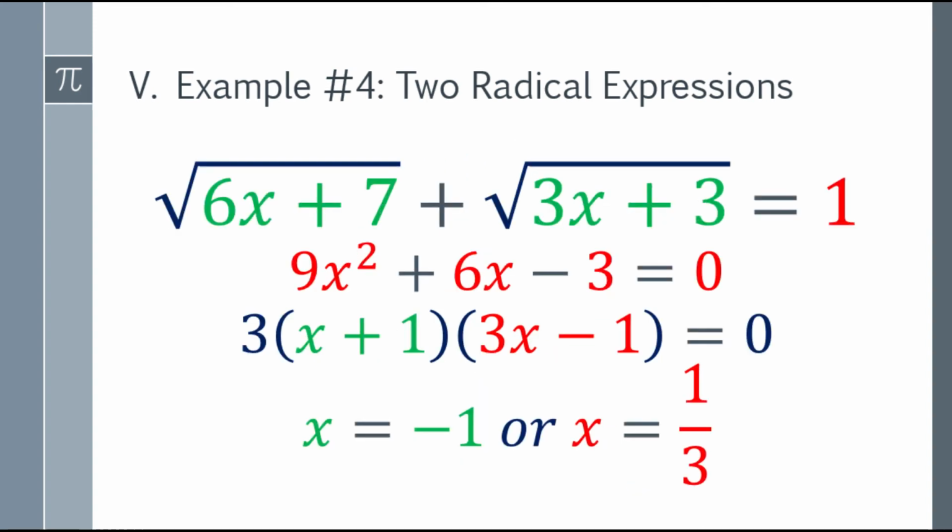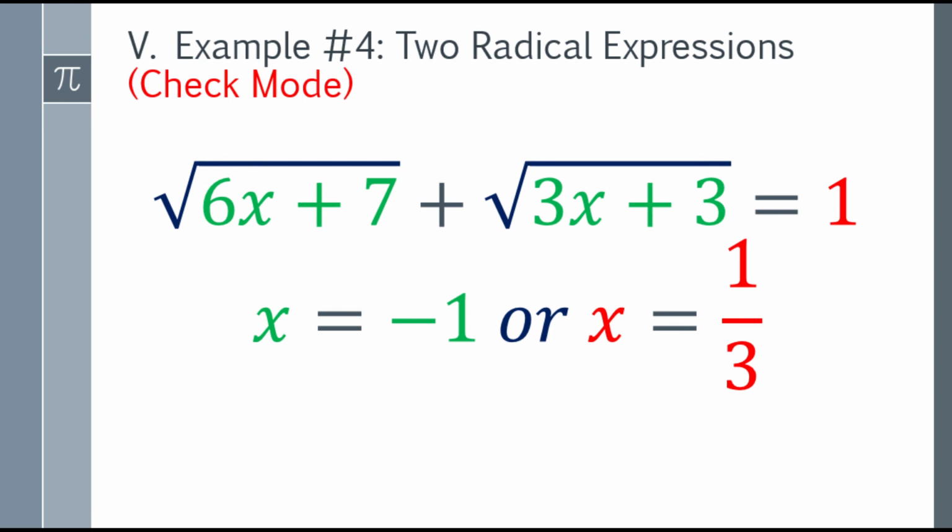So, by the zero property of equality, makikita natin na x ay equals sa negative 1 at ang isang value ni x ay 1/3. Okay? So again, ang value ni x daw ay negative 1 or 1/3. Moving on. So, we need to check muna kung ano ba talaga yung kukunin nating value. So again, ito yung problem kanina, the square root of 6x plus 7 plus the square root of the quantity 3x plus 3 is equal to 1. Negative 1 ba or 1/3 ang value ni x?